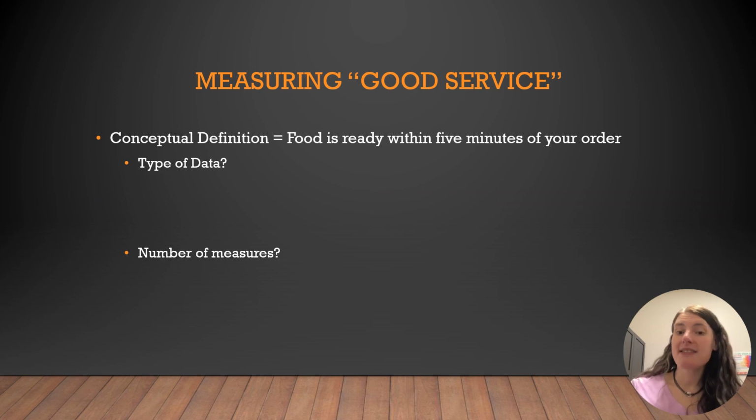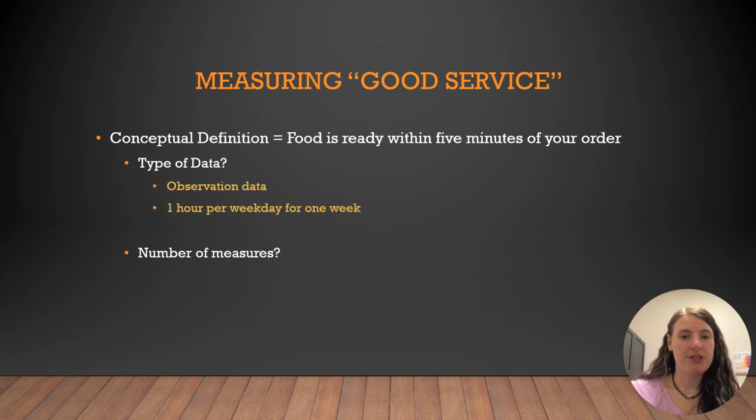Okay, so let's go back to my good service research example. Remember that my conceptual definition that I picked was that food was ready within 5 minutes of your order. Now I'm going to go with observation data, meaning that I'm going to sit in the restaurant for a certain amount of time and I'm going to record all of the times that the customers waited more than 5 minutes for their food. The specifics of my observation will be guided by my lit review and previous research, but let's just decide that I'm going to observe 1 hour every weekday for 1 week, so 5 hours of observation.